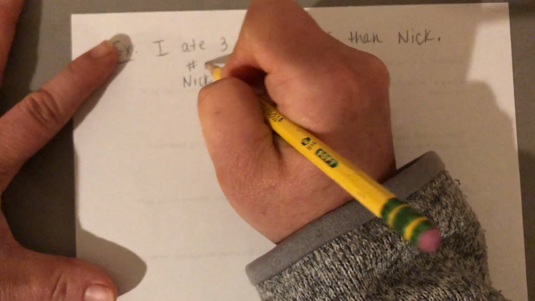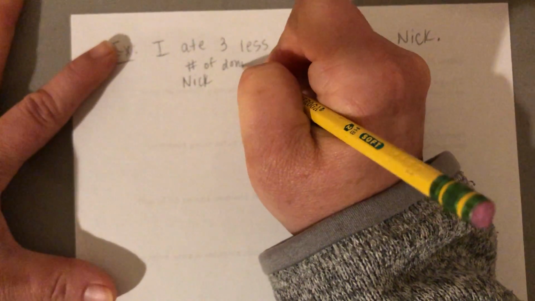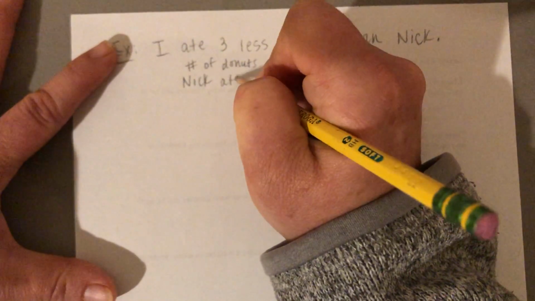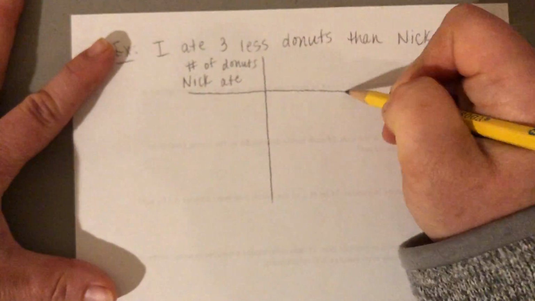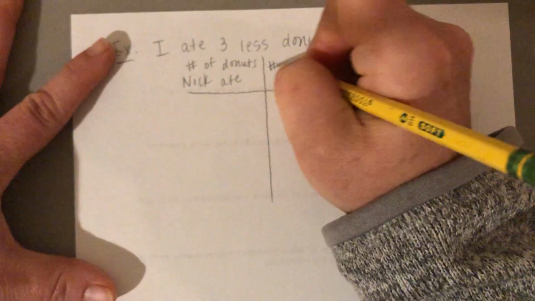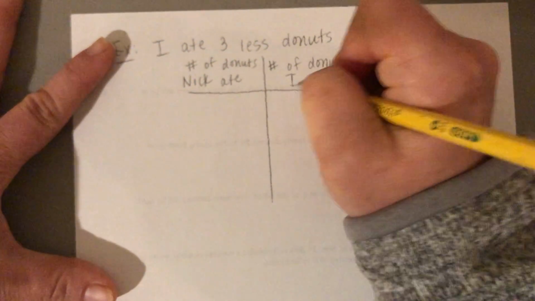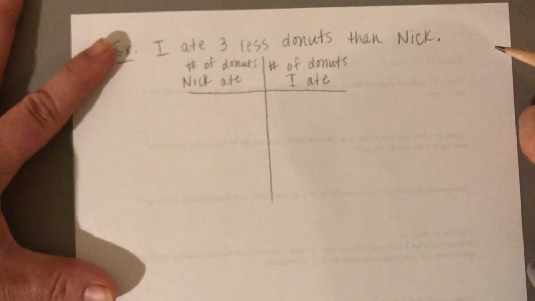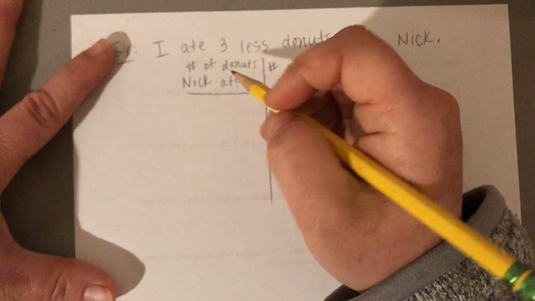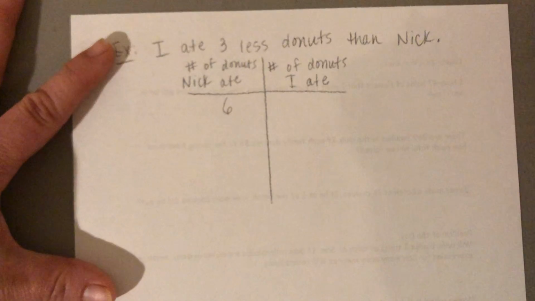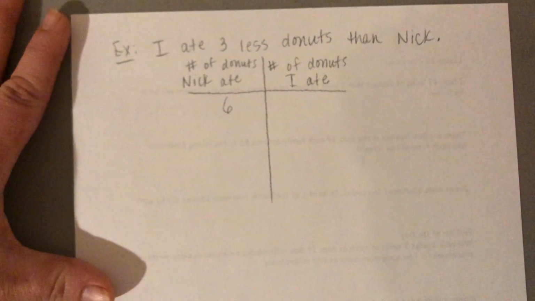So let's make a little table. First is going to be number of donuts Nick ate. And the other column is going to be number of donuts I ate. Let's say that he ate 6 donuts. How many did I eat in that case?